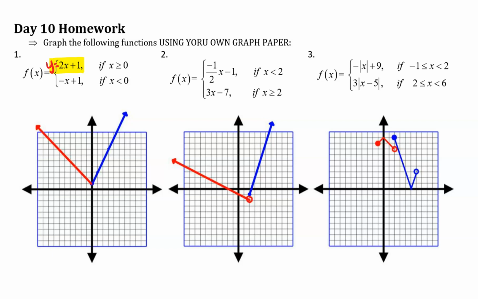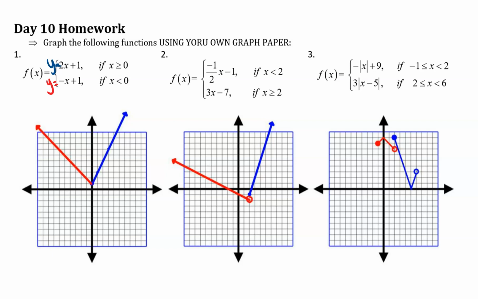2x plus 1, but it only goes to the right of 0. That's what greater than or equal to means. It's going to the right. So I'm actually going to change this. It's not the red one, it's the blue one, because that's the one that's going to the right of 0. The other one is going to be going to the left of 0.